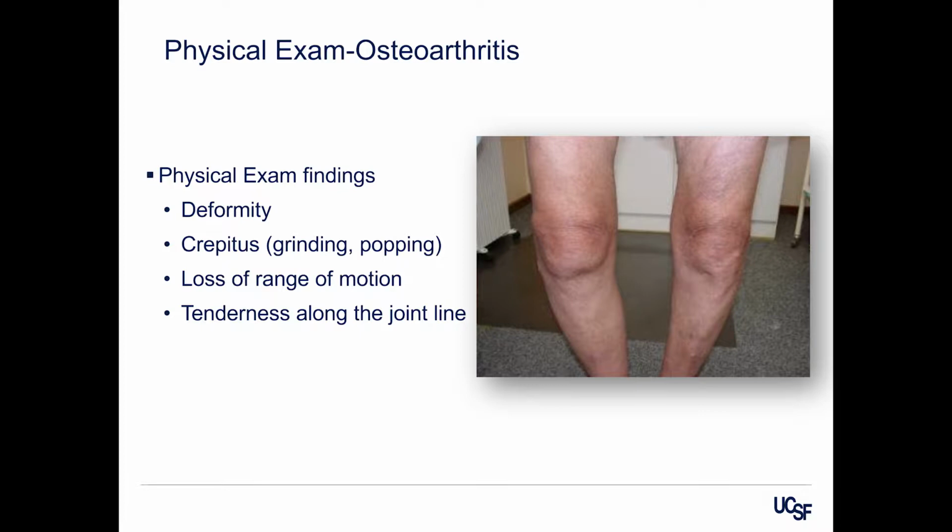As they get more advanced arthritis, they tend to have loss of range of motion, and they tend to have tenderness along the joint line, but also kind of everywhere near the joint line, especially on the tibial plateau. And this afternoon, we'll go over the differences of those in the small group sessions.